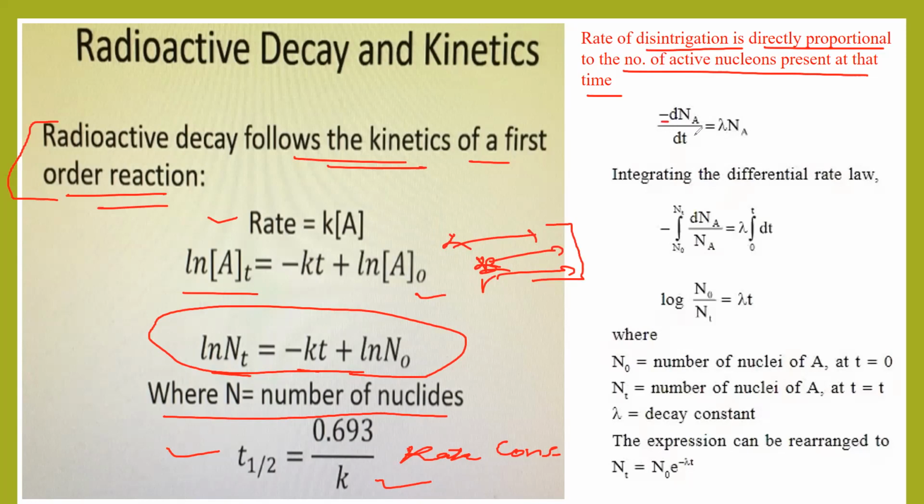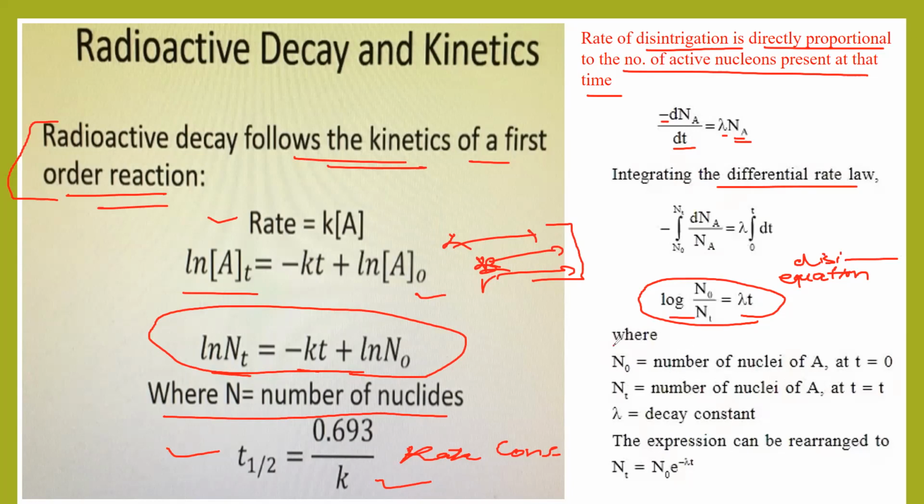So minus dN/dt is equal to lambda N. Integrating the differential rate law, at the end we will have log N0 by Nt equals lambda t. This is the disintegration equation.